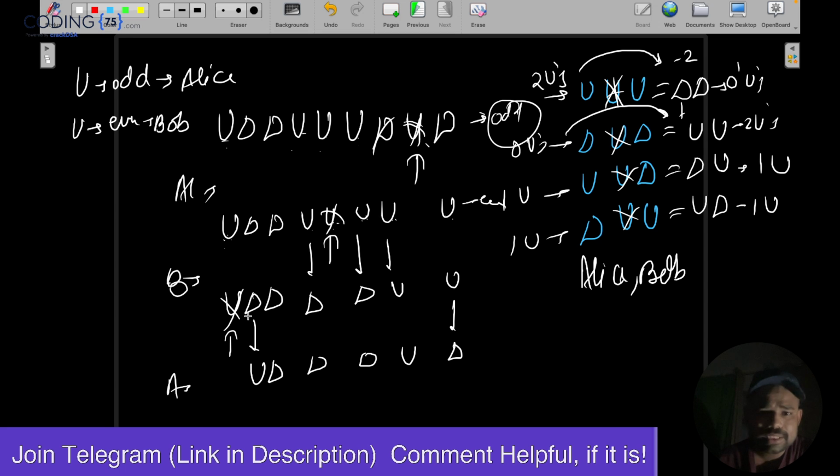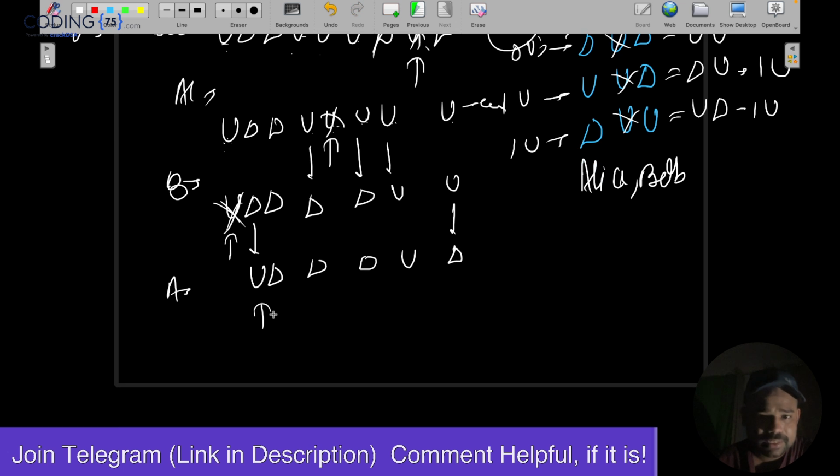Alice did one change. Now Bob will do this change here. So when Bob removes this, you will see two flips will happen. Which two flips will happen? If Bob removes this, this will become U. This was already U, this was already U, and this will also change. This will become U. Now see, Alice will make a change here.